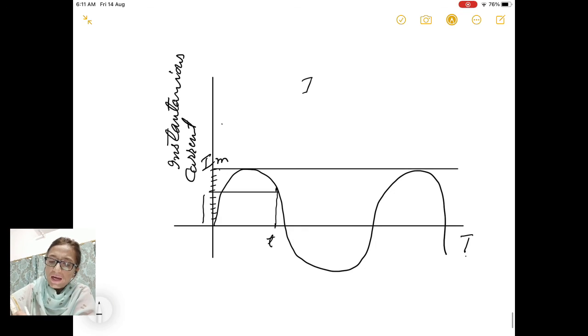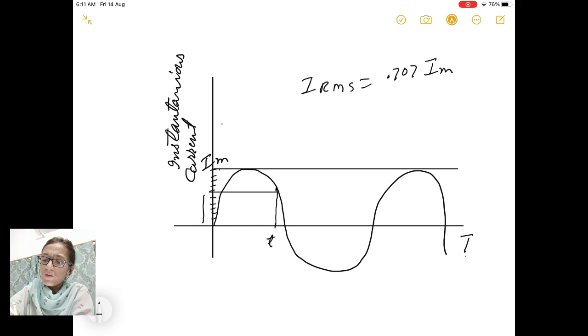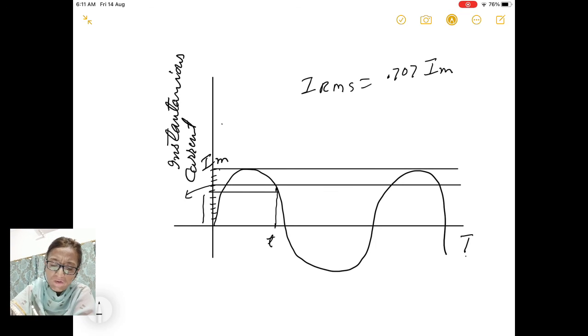Now we know that IRMS is equal to 0.707 into current amplitude. So if you make 7 parts, 1, 2, 3, 4, 5, 6, 7. Okay. So here you can have your IRMS.